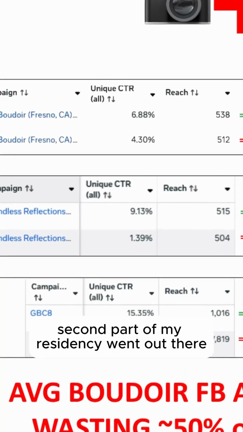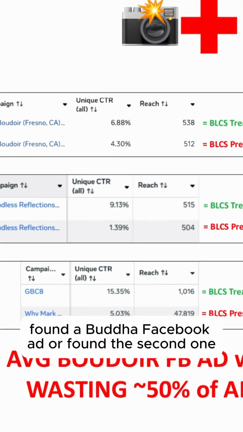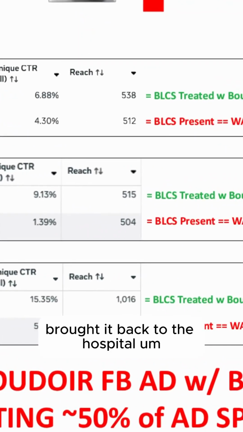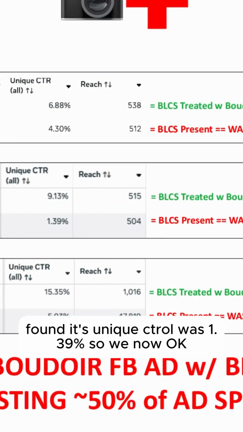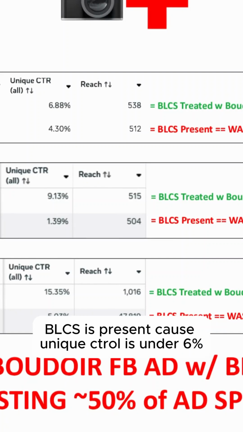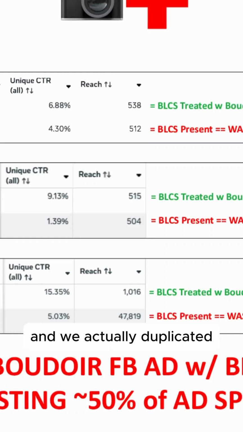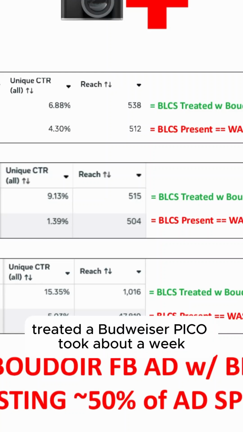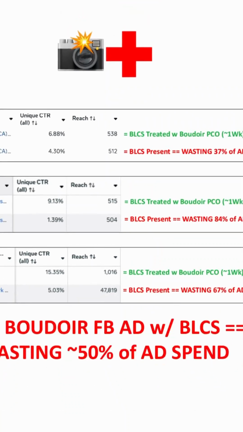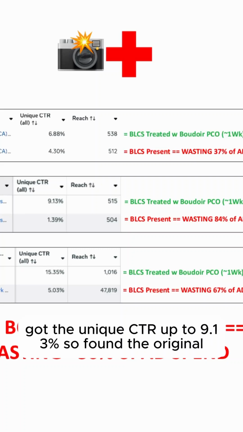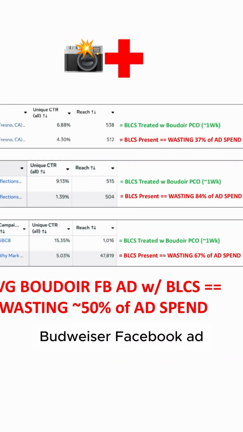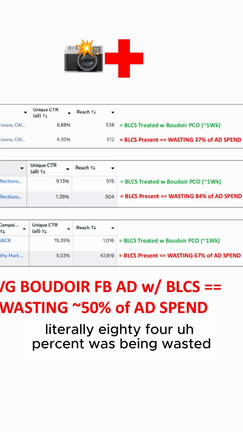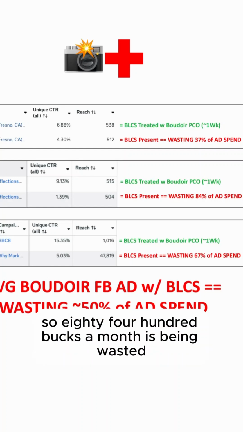Second part of my residency, went out there, found a Boudoir Facebook ad, or found the second one, brought it back to the hospital, tested it, found its unique CTR was 1.39%. So we know, okay, BLCS is present because unique CTR is under 6%. And we duplicated it, treated with Boudoir Pico, took about a week, got the unique CTR up to 9.13%. So found the original, if they're spending 10 grand a month on the original Boudoir Facebook ad, it was wasting, literally 84 percent was being wasted. So $8,400 a month is being wasted.